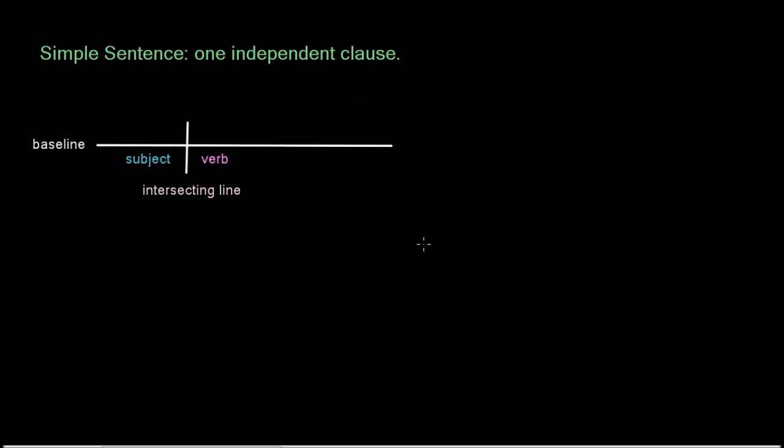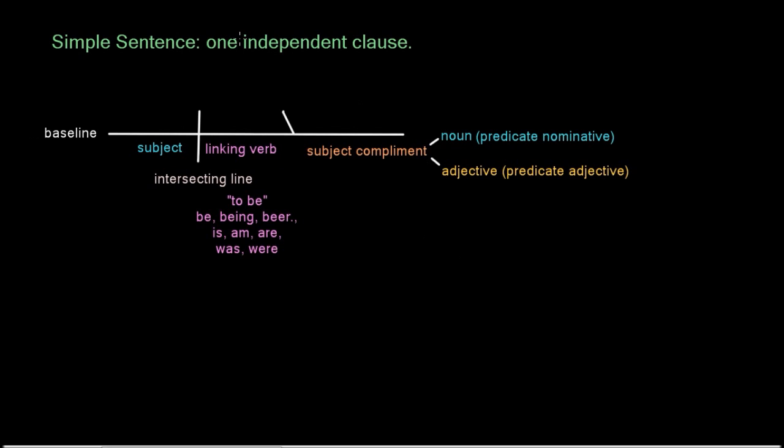object. Now, when we're dealing with subject complements, we have a slanted line which indicates that the subject complement is referring back to the subject. The subject complement can be either a noun, which we call a predicate nominative, or an adjective, which we call a predicate adjective. An essential part of a subject complement is that it's joined to the subject by a linking verb. Most often that linking verb is some form of the verb to be: being, been, is, am, are, was, were.